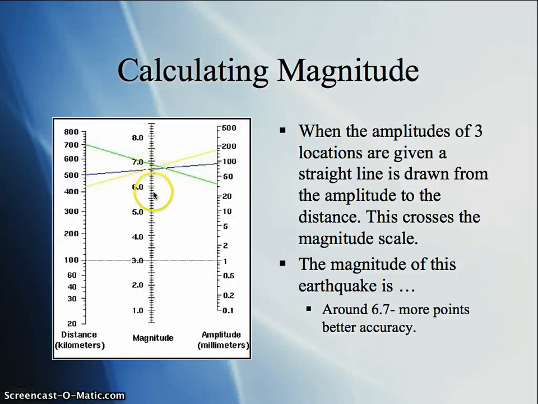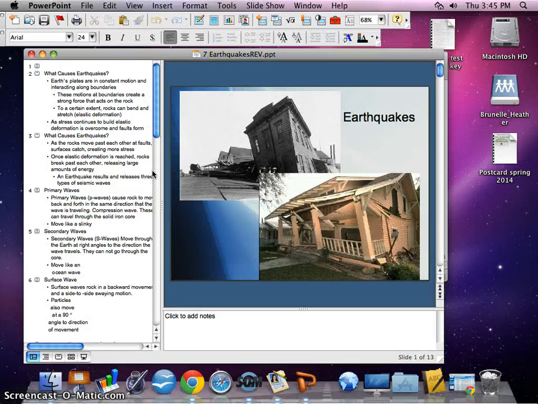The more points you have, the better the accuracy. So in here, each of these is worth 0.1. So 6.0, 6.1, this is 6.5, 6.6, so it's around 6.7 is the magnitude.